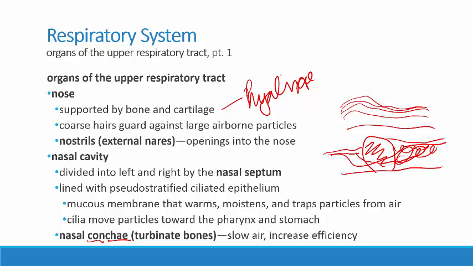Well, the same thing is happening to the air. So the air becomes turbulent thanks to the work of the turbinates, the nasal conchae, and that slows the flow of air. We see this in a river as well, because right behind a large rock, there can be an eddy where there's almost no movement of water downstream.